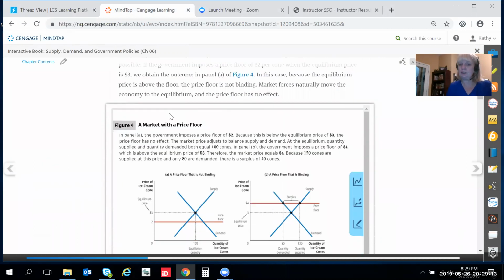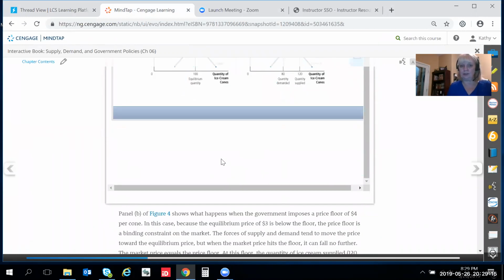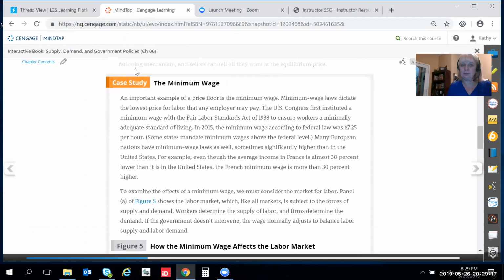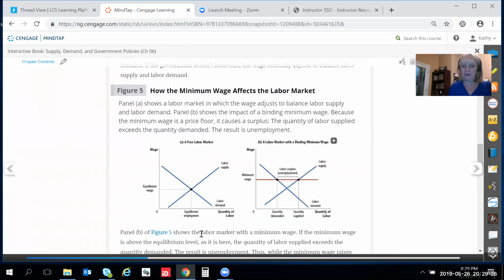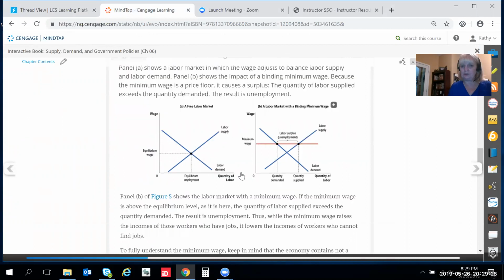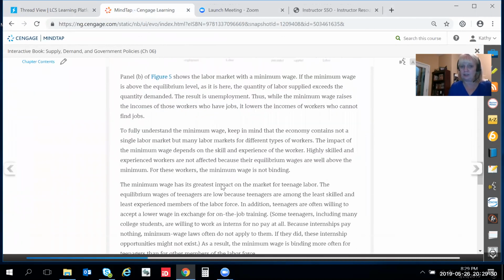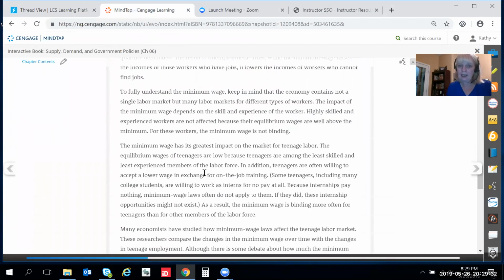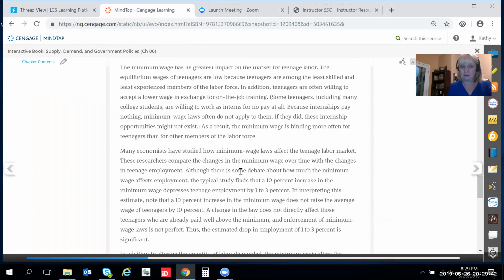So you'll want to read all of this material, of course, but here is the most important part. Here's the case study about the minimum wage right here. And it goes on, and there's a couple of figures about how this all works and lots of discussion. And it talks about the theories that the advocates put forward and the theories that the opponents put forward, and that's exactly what you're going to need for this DQ.